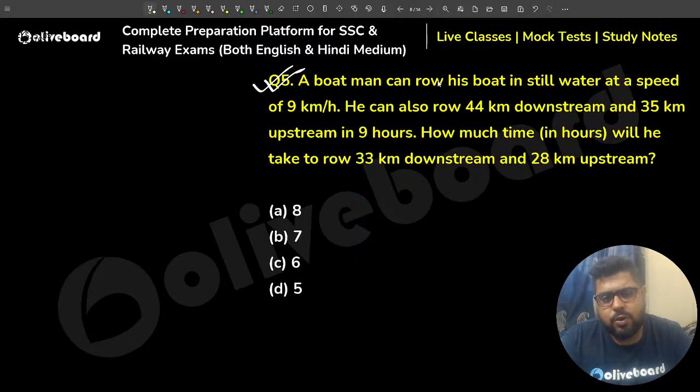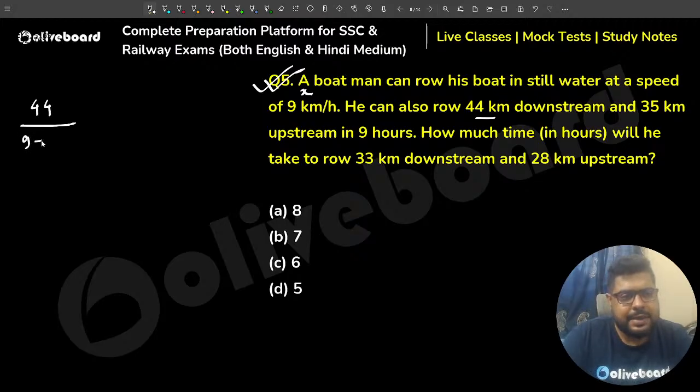A boatman can row his boat in still water at this speed, so this is X. He can also row this much upstream and this much downstream in 9 hours. 44 kilometers downstream will be X plus Y, Y I don't know, I'm putting Y, plus 35 upstream, that will be 9 minus Y, in 9 hours.